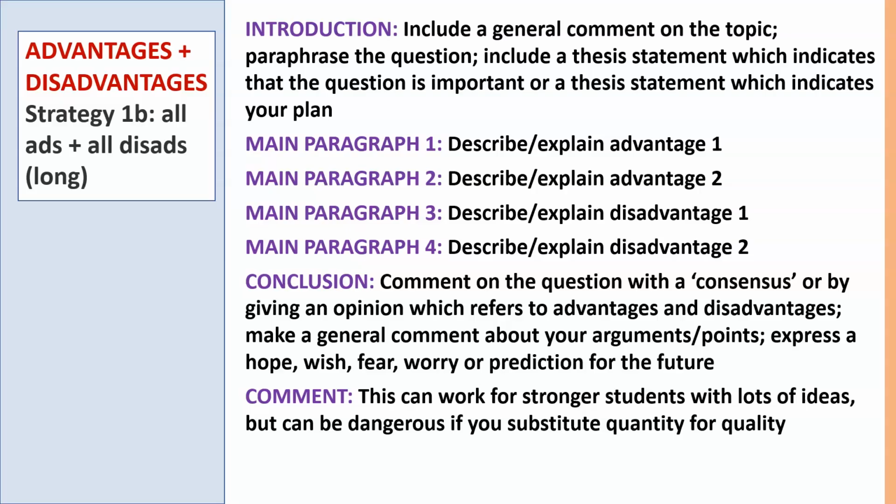Then, main paragraph 1, you describe and explain your first advantage. Then in the next paragraph, your second advantage. In the next paragraph, your first disadvantage. And in your fourth main paragraph, yes, your fourth main paragraph, your disadvantage number 2. You can probably see the problems here already, that your paragraphs are going to be short and you can easily run out of time.